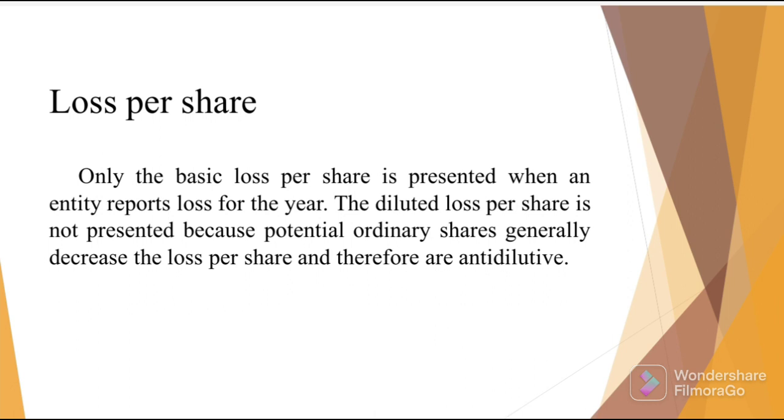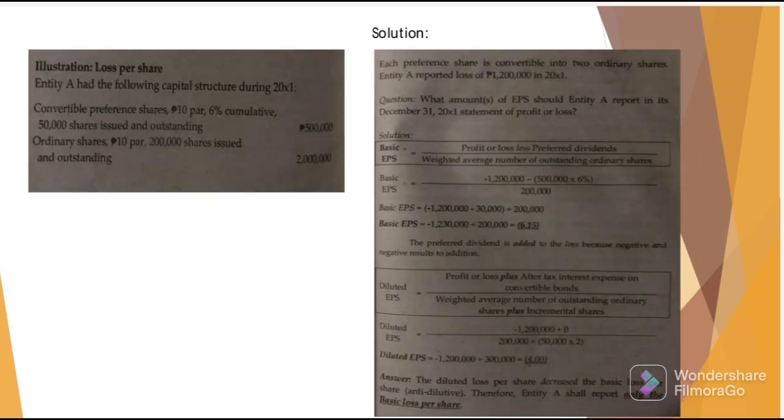Loss per share. Only the basic loss per share is presented when an entity reports a loss for the year. The diluted loss per share is not presented because potential ordinary shares generally decrease the loss per share and therefore are anti-dilutive. However, when potential ordinary shares do not decrease the loss per share, a diluted loss per share is nonetheless presented. An example is when an entity reports loss on discontinued operations.